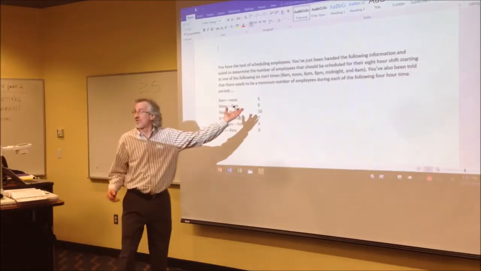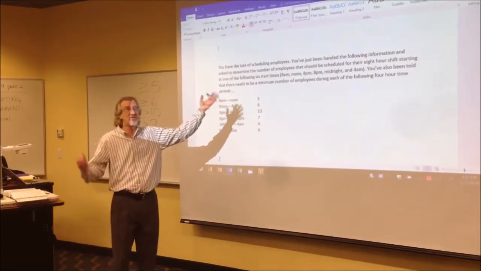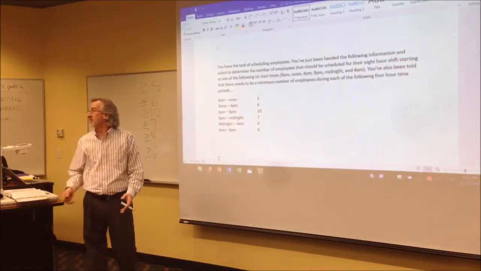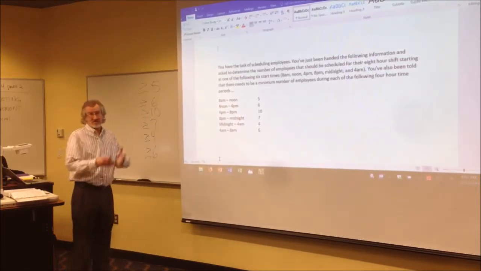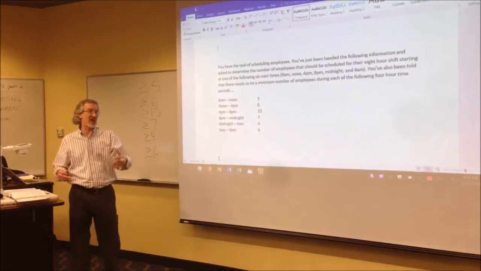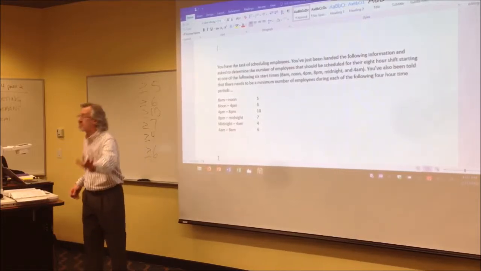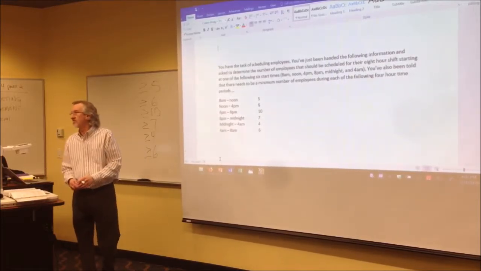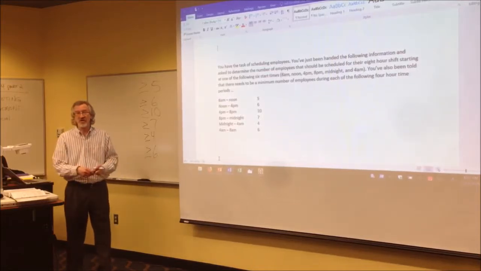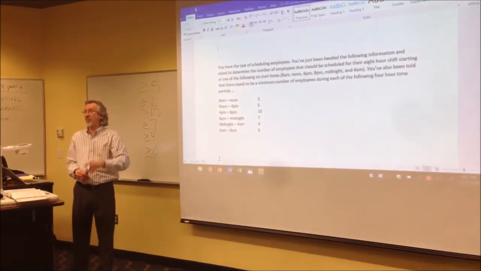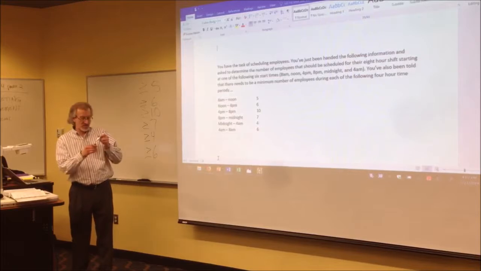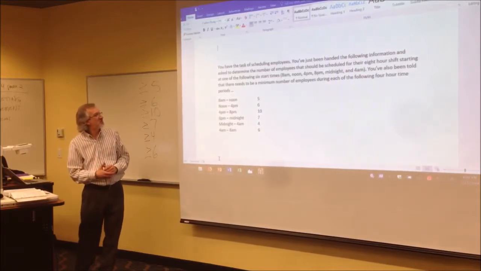If it said, we only have 40 employees, you can't schedule more than 40, we'd have another constraint. If it said, we have a contract in place that at least 20 employees have to be scheduled, that would be another constraint too. Greater than or equal to 20, only 40 available, less than or equal to 40. You're looking at the sentences, you're looking at what the limitations are.